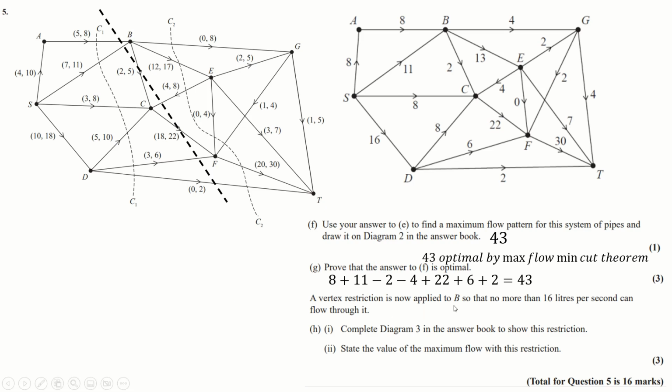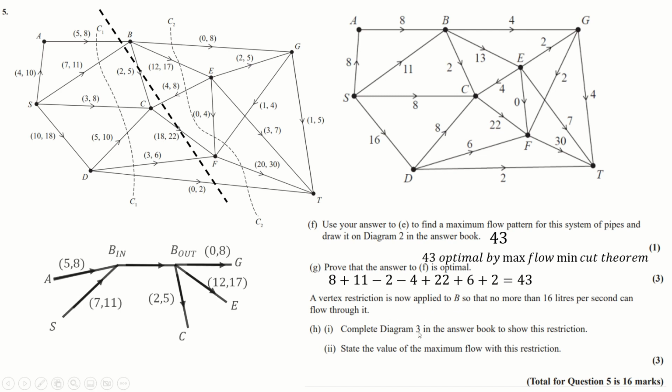A vertex restriction is now applied to B, so no more than 16 can flow through it. Complete diagram 3. So I had to draw this. So this is roughly what I assume diagram 3 probably looked like. But what we do essentially is if you've got some kind of restriction on a vertex, you just extend that vertex out into an in and an out section, and you say it's basically its own arc that can have a minimum of 0 and a maximum of this 16 here, and that's basically all you have to do.